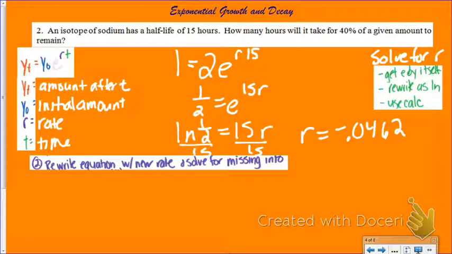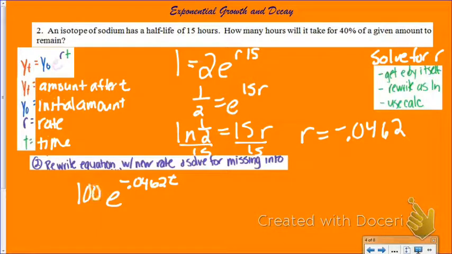So once we know R, we're just going to rewrite the equation, use the rate that we found, and solve for whatever the missing information is. So in this case, I'm trying to solve for when there will be 40% left. So my missing variable now is T. I know R, so I can go ahead and plug in E to the R, T. Then my initial amount and my starting amount, I don't know, but I know I need it to be 40% at the end. So I'll pick some easy numbers here.